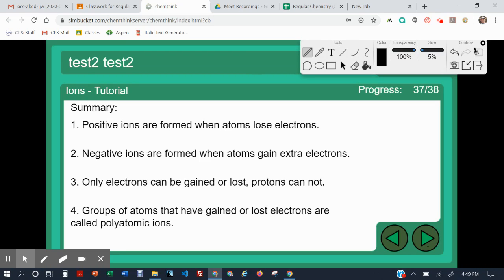In summary, positive ions are formed when atoms lose electrons. What are they called? Here we are, cations. Negative ions gain electrons. They're called anions. And only electrons can be gained or lost. Protons do not change in an atom when it's becoming an ion. If protons do change, then it's no longer the same atom. Groups of atoms that have gained or lost electrons are called polyatomic ions.